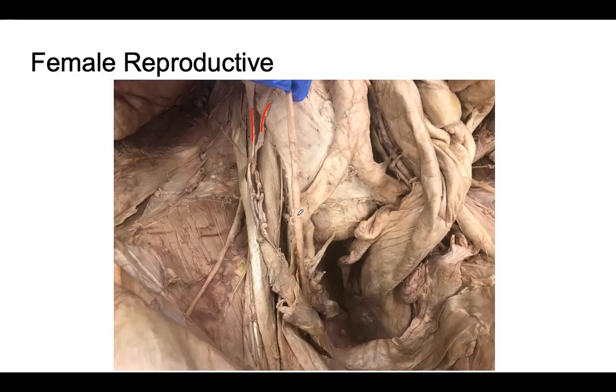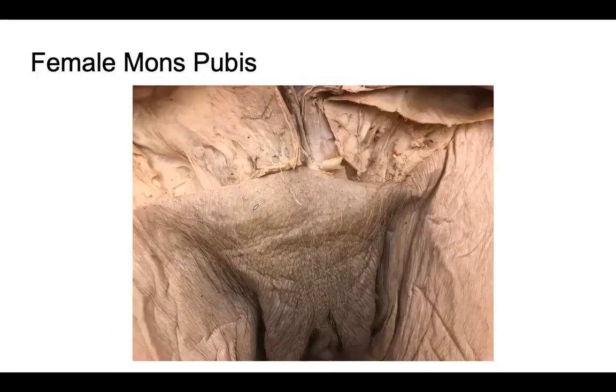I'll also show the proximal point where that ureter arises. It's definitely coming from the hilum of the kidney and not from the major vessels here. Here is the mons pubis.